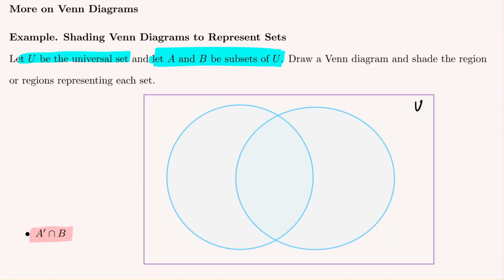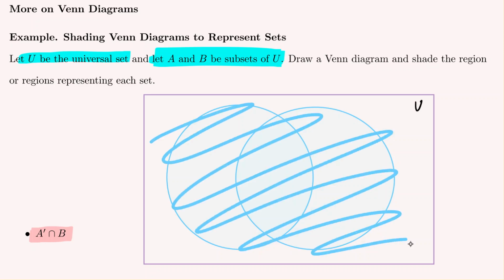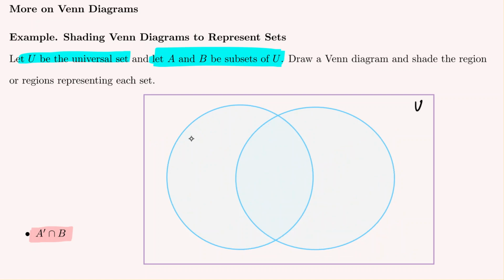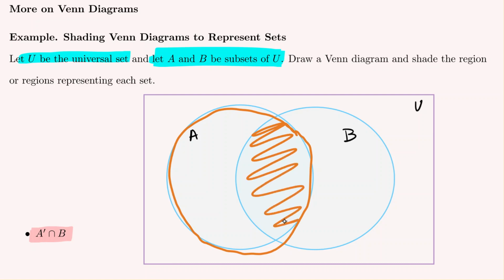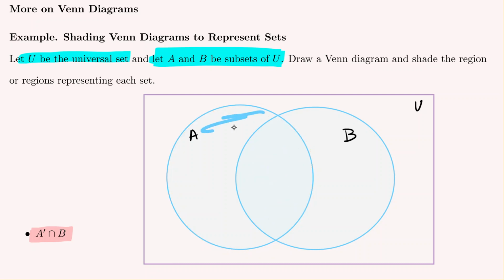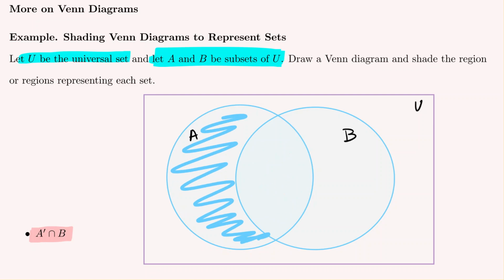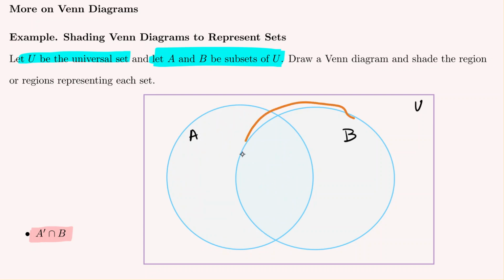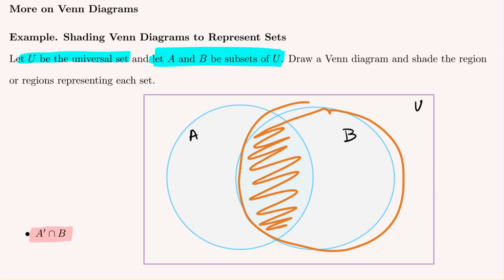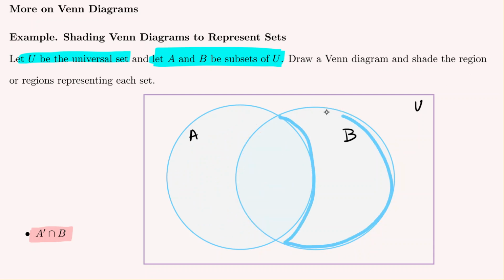So I'm going to label my universal set as the whole, everything enclosed by the rectangle. A can be this set, B can be this set. Now keep in mind, this is all of A, but I've just fragmented A into the parts of A that are also shared with B, and then the parts of A that are completely A's alone. Similarly, this is all of B. This is the part of B that's shared with A, and then this is the part of B that's B's alone.